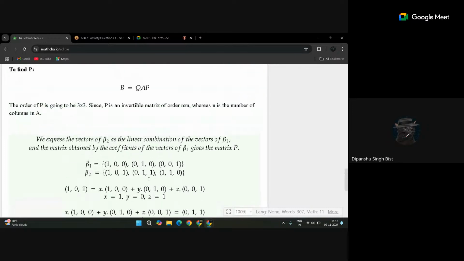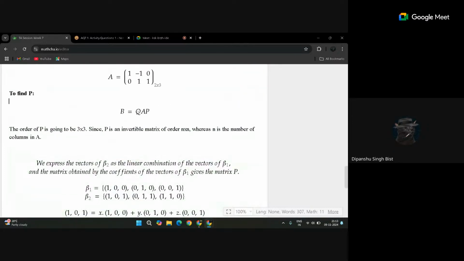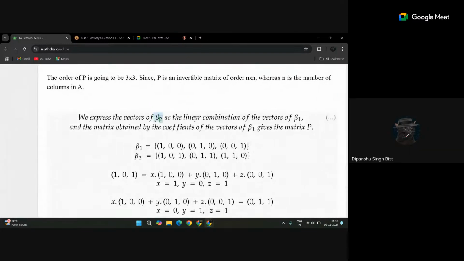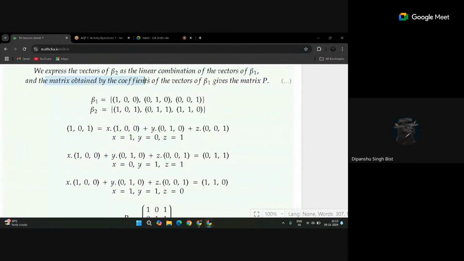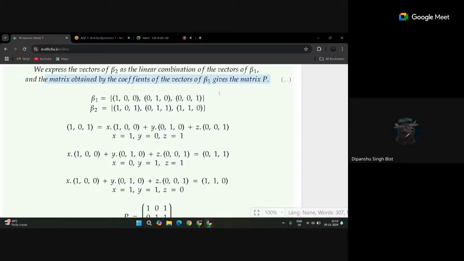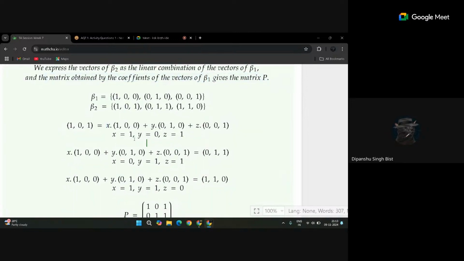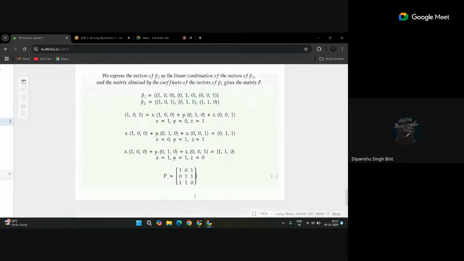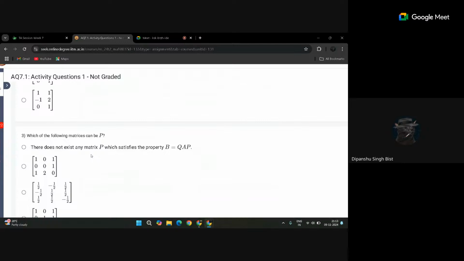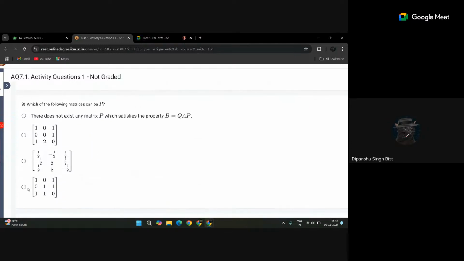This confusion arrived because of this format. If you are writing P last, then you express beta 2 as the linear combinations of the vectors of beta 1, and the matrix is obtained by the coefficients of the vectors of beta 1. So here the coefficients were 1, 0, 1, and that became my first column. 0, 1, 1 became my second column, and 1, 1, 0 became my third column. So that would be my P. So is my P going to be this?